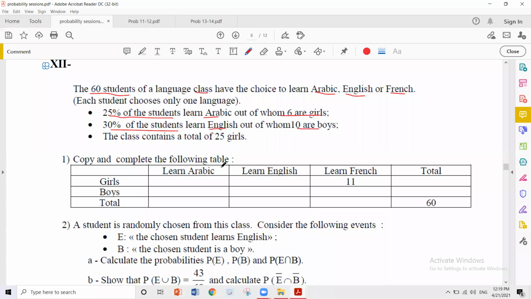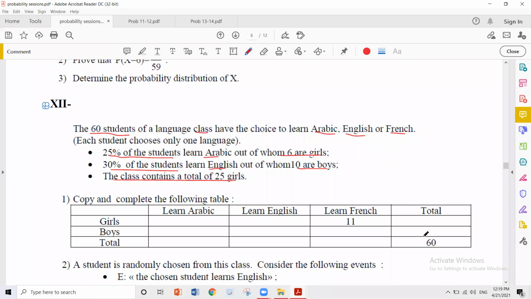How to complete this table? From where do we have to start? Copy this table. If we start from Arabic, first the total: how much is the total? 60. Arabic is 25% of the total 60. How do we get it? 25% of 60 means 15.